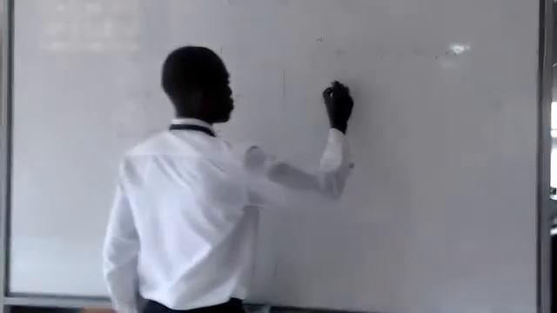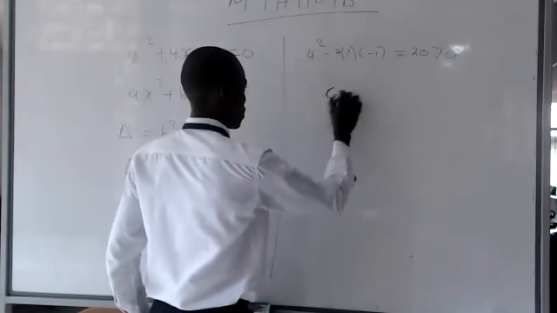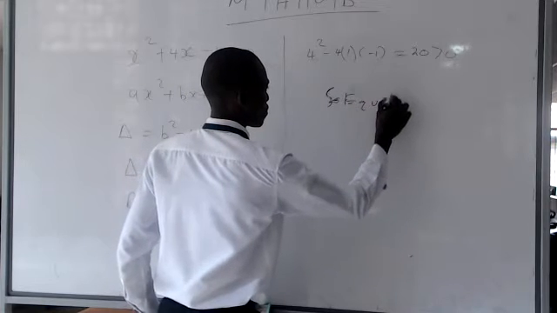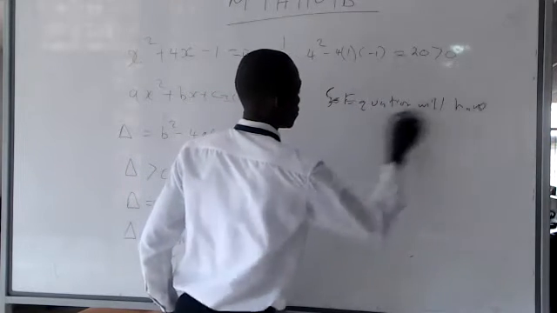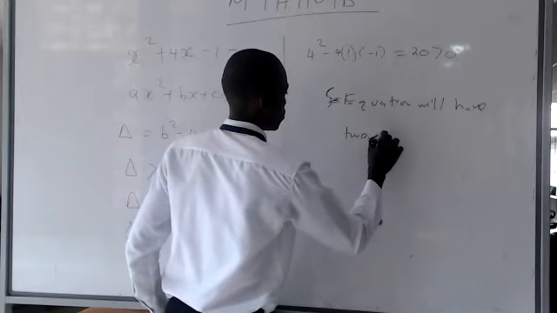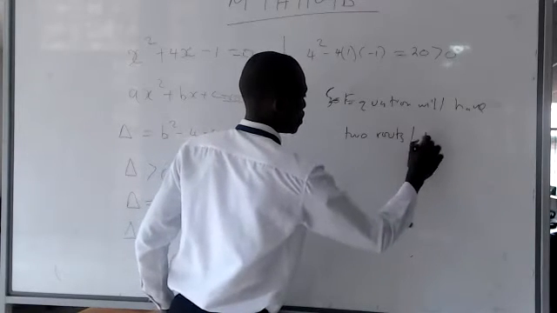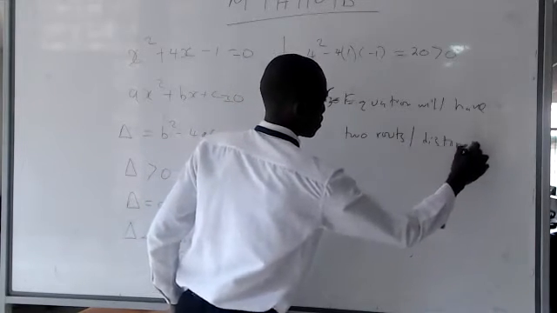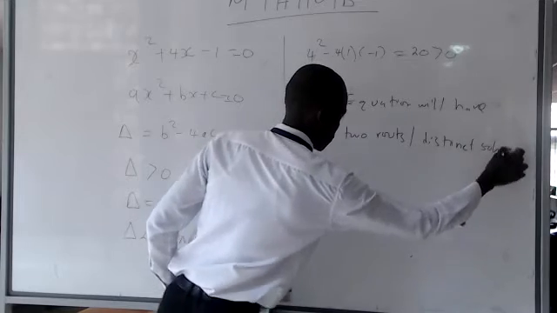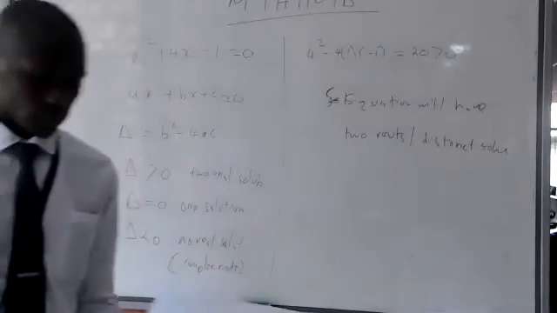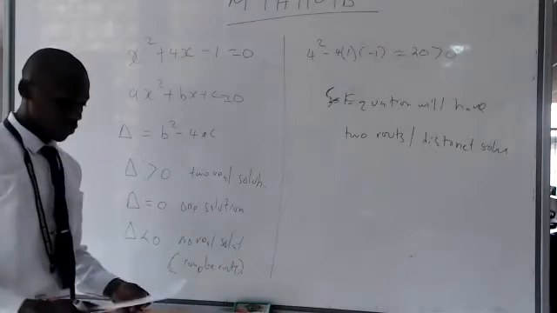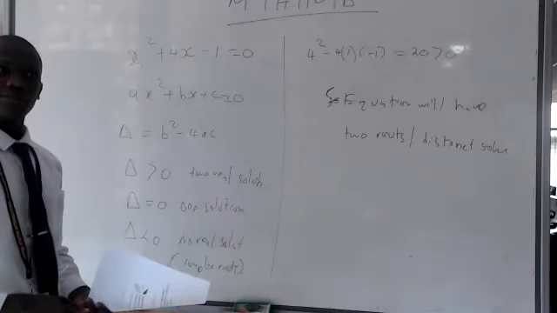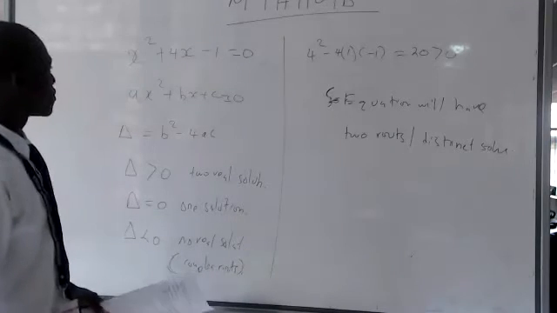Then we should say the solution. Say the equation will have 2 roots or 2 distinct solutions. Is that okay? Is it clear for you now? Yeah. Good. Any more questions?